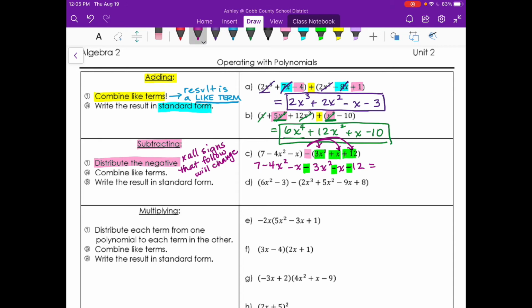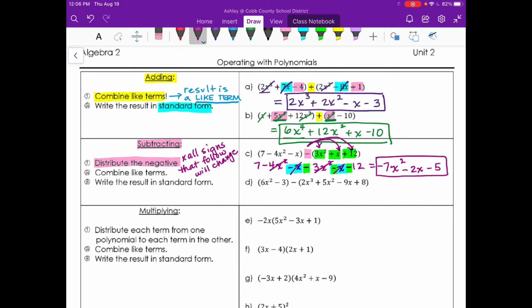So the highest power term I have is x squared. I have negative 4 and negative 3, so that gives me negative 7x squared. And then I have two x terms. I have negative x here, and I have a negative x here, which gives me negative 2x. And then I've got constants. I've got a 7 minus 12, which is negative 5.